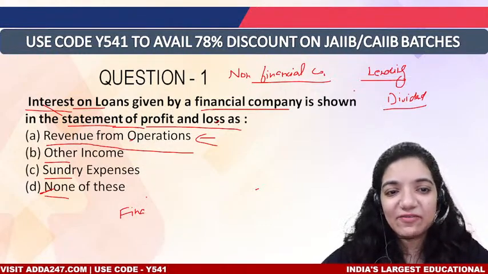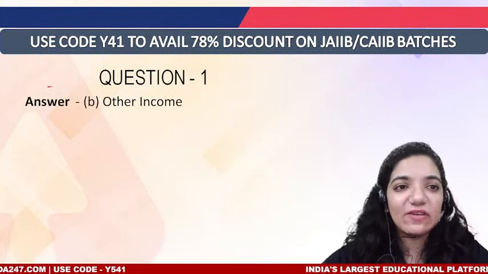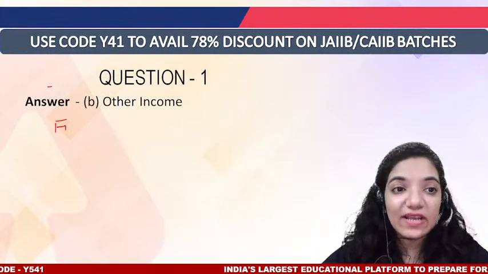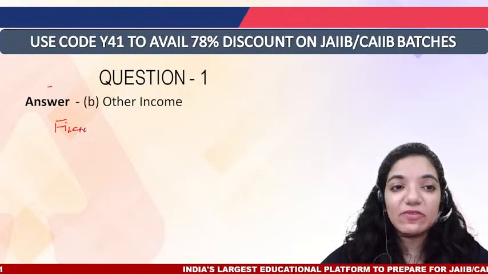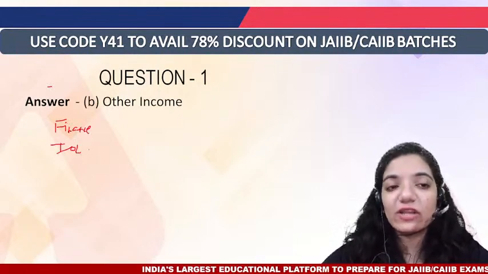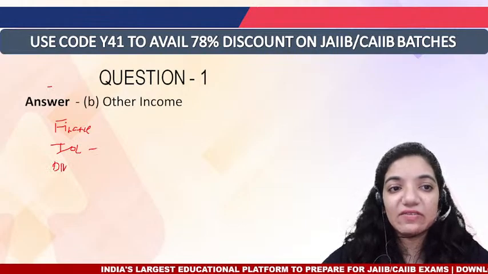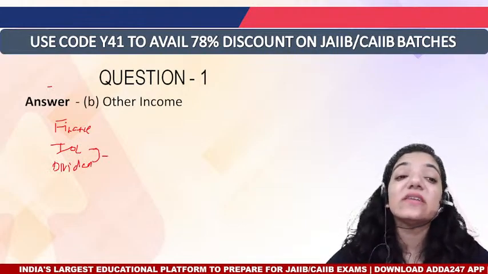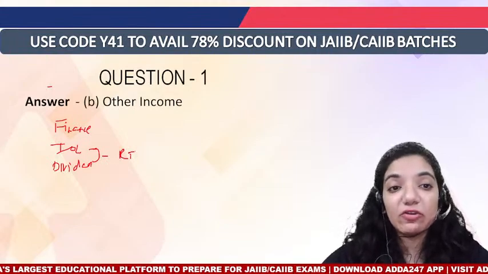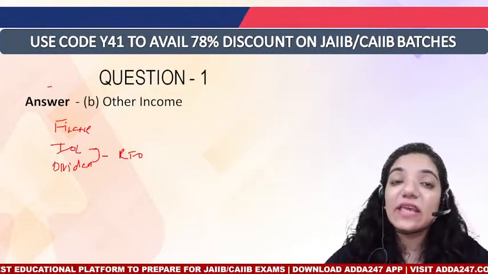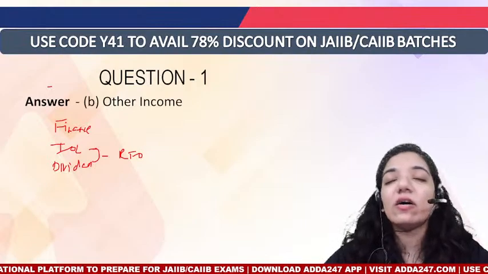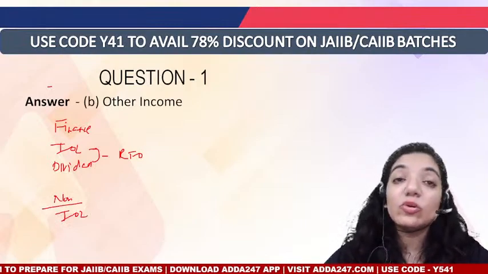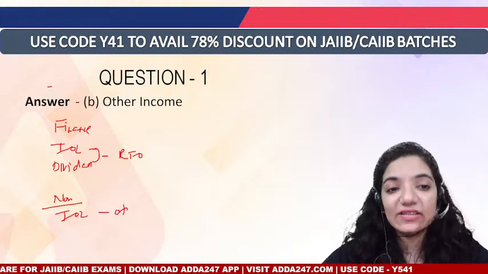Okay, let me just clarify this question. There are two things. For a finance company, the interest on loans that they are receiving and the dividends that they are receiving are all a part of their main income. That is, it would be a part of their revenue from operations. While a non-financing company would treat the interest on loans which they might be receiving as other income.